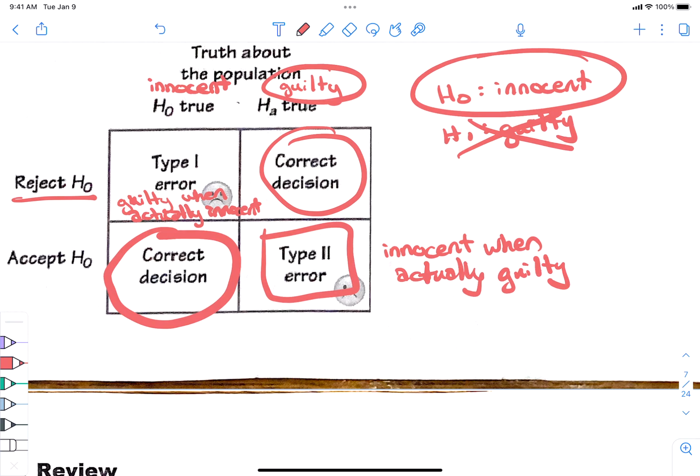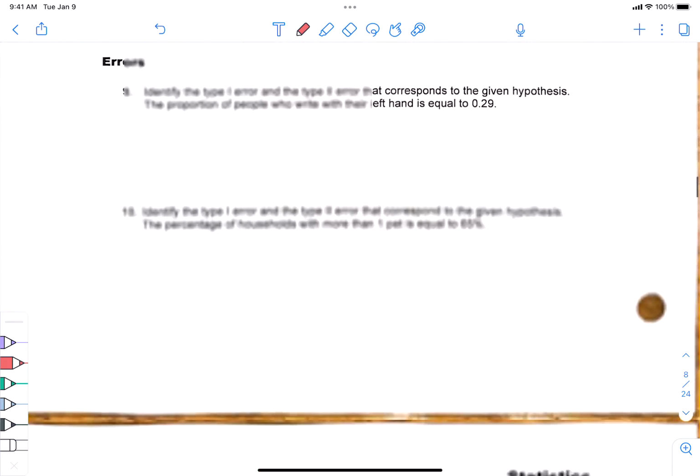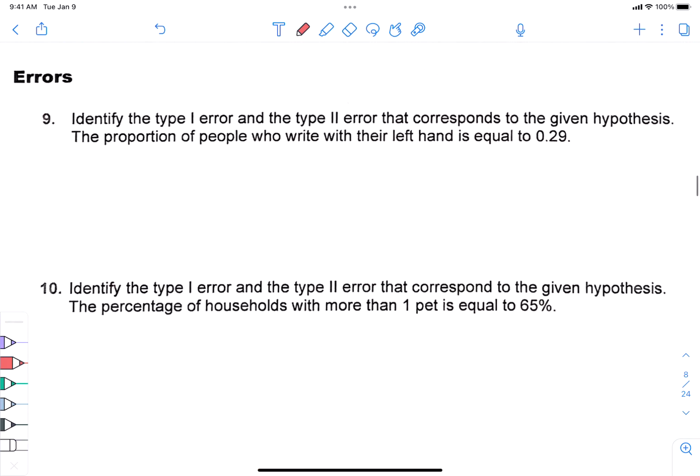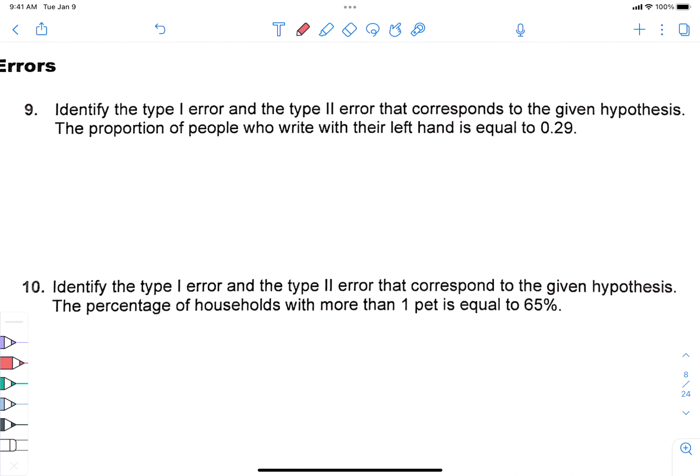So even though we did all of the math completely right, sometimes we have errors that happen, okay? So let's go down to some examples that they have done here. Number 9, identify the type 1 error. Okay, let's talk about type 1 error.